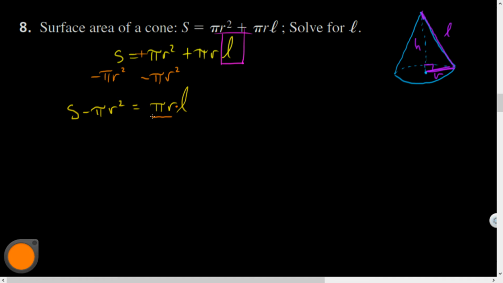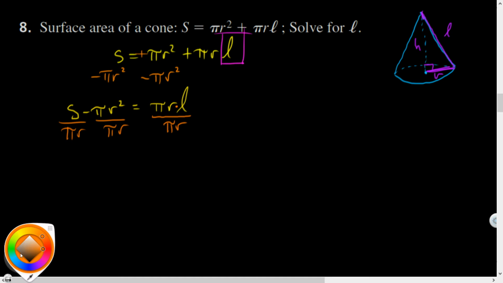So I'm going to divide both sides by pi r, and I can divide by both of them at the same time if I want. I'm going to divide this by pi r and this by pi r. Everybody gets divided by pi r. So I'm going to have S over pi r, right? Isn't this weird with so many letters? What happened to the numbers? There's only one number in this, the 2. That's weird.